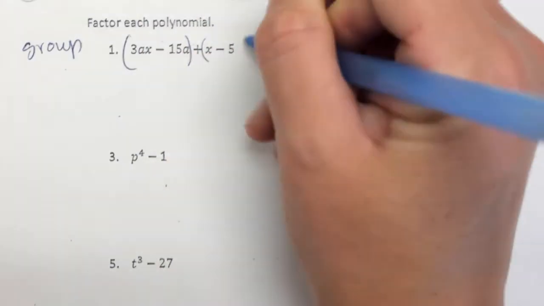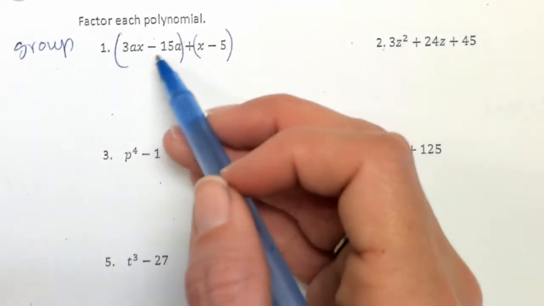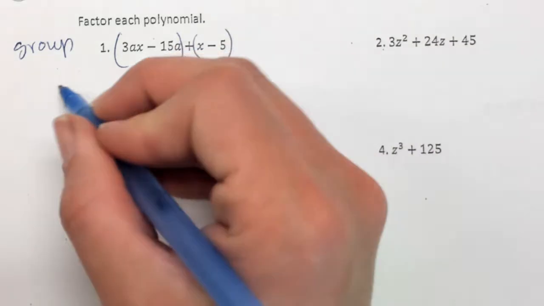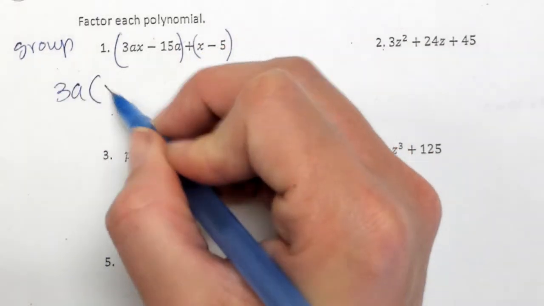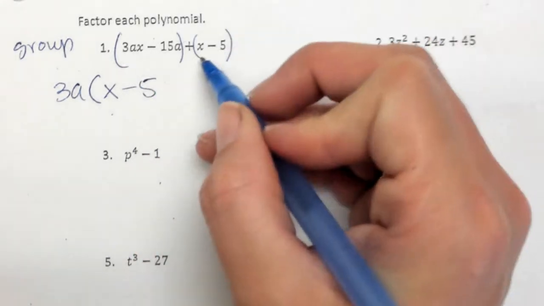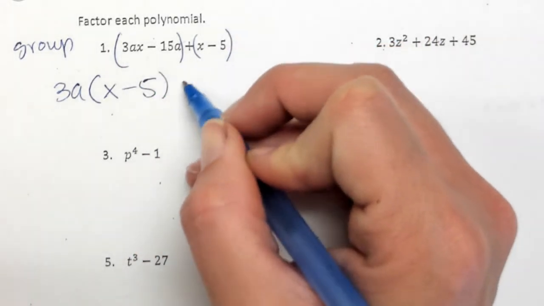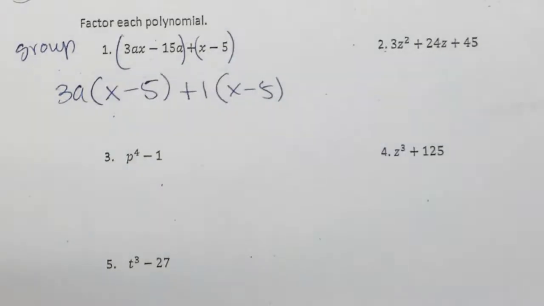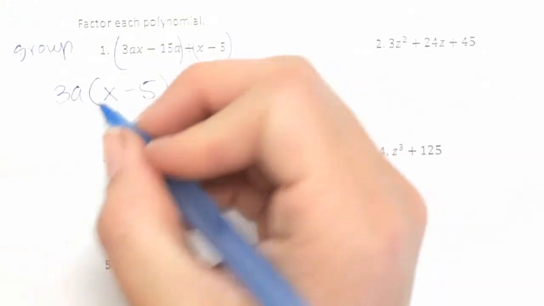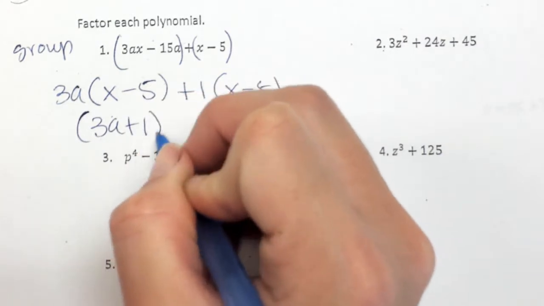Yes. Okay. Alright, Simon, what do these first two have in common? 3. Alright, so what would go in parentheses? Good. Bryant, what do these have in common? 1. Good. So what goes in parentheses? X minus 5. How do I know that I've done it correctly? Yes. So tell me my final two binomials. And very good.